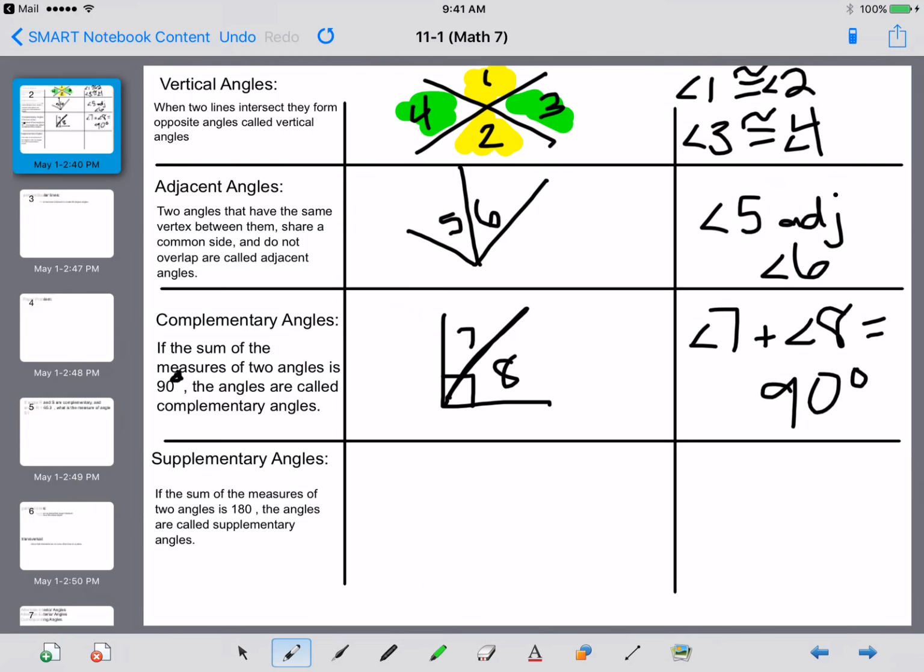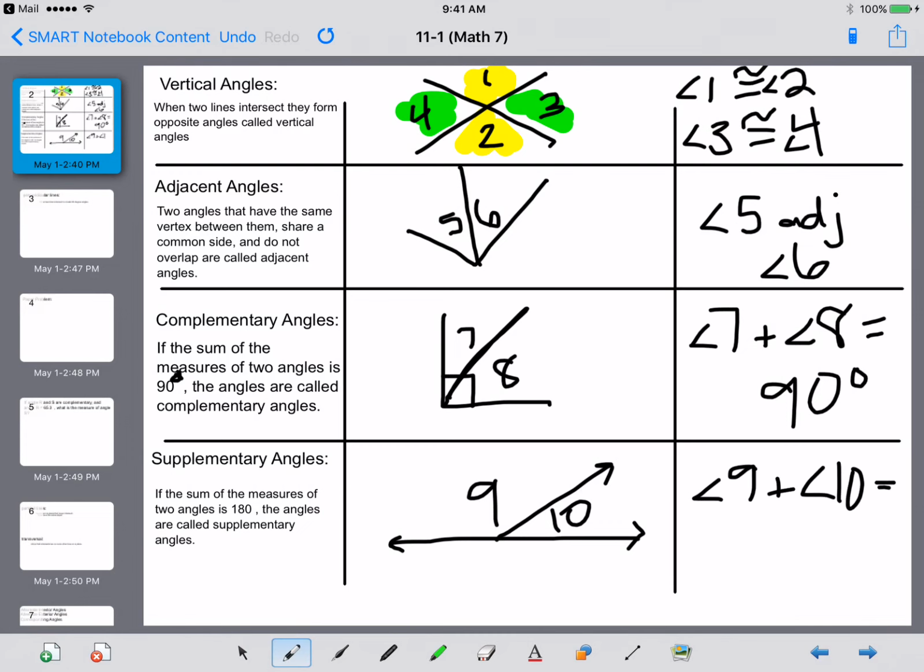And finally, we have supplementary angles. So that's telling us that the sum of the measures of the two angles is 180 degrees. So there's a straight line basically with another angle coming out. Angles 9 and 10 would add up to be 180, and that's supplementary. So complementary is 90, supplementary is 180. C comes before S, so C is smaller. The number is smaller, so it's 90. And our angle 9 plus angle 10 equals 180 degrees.